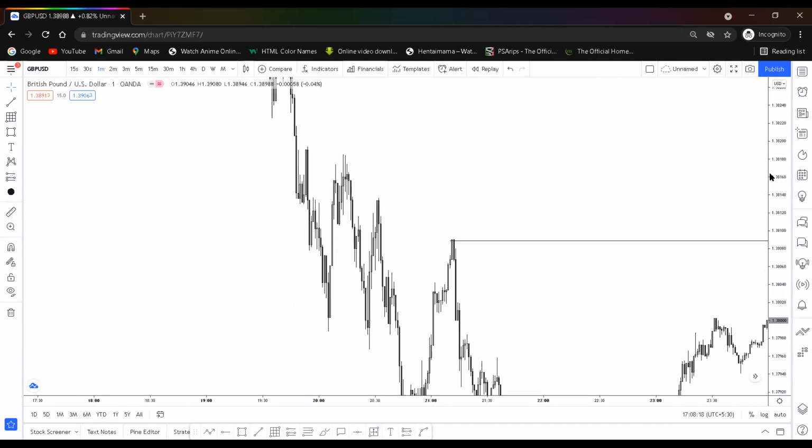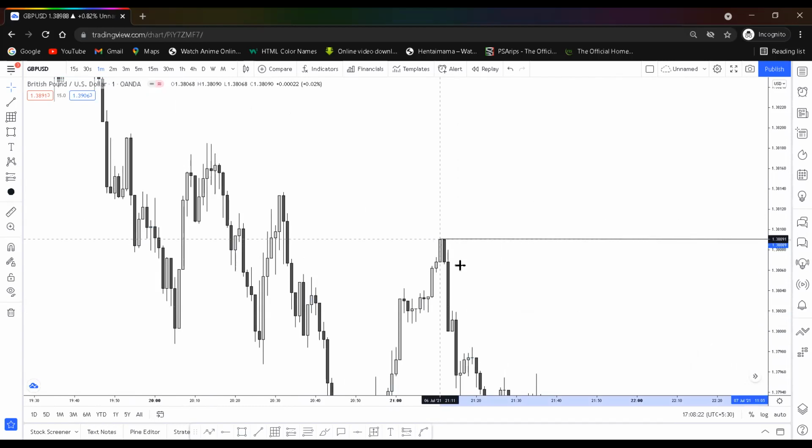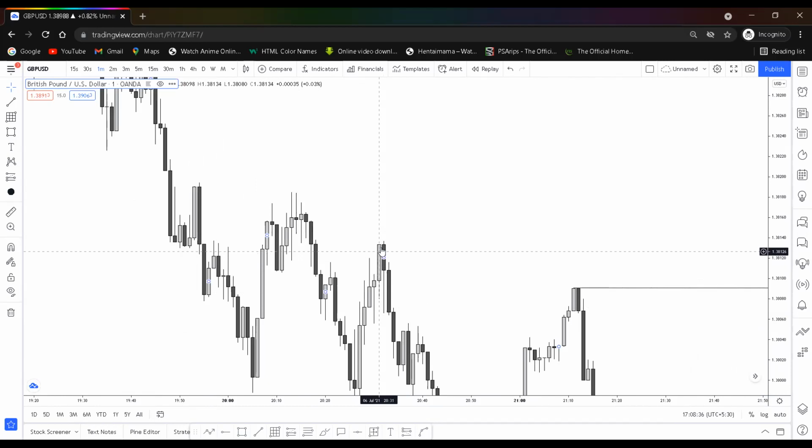Now right here, you see this high. Now it mitigated this. This move makes sense, right? Because it came and mitigated this, but it built liquidity to take it. This went higher. This went higher. But did it really fill the imbalance? No. You see that? It did not fill the imbalance.